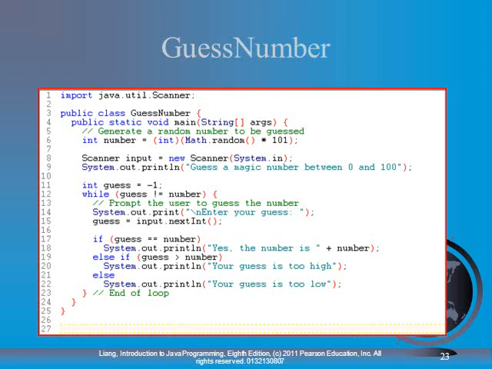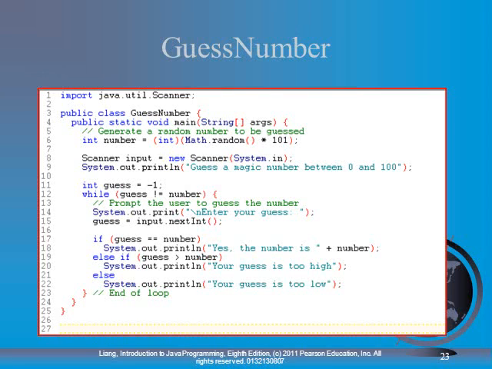So our Boolean expression, guess not equal number, is on the lookout for guess to be equal to number, because then my condition will be false. In the military, the guards who guard the fort are on the lookout for some suspicious activity, and they're called sentinels.